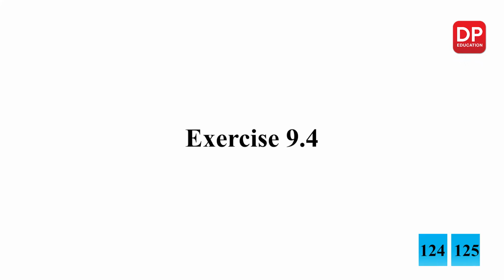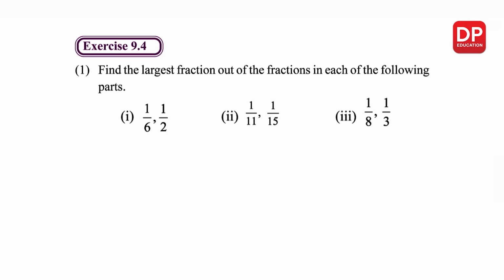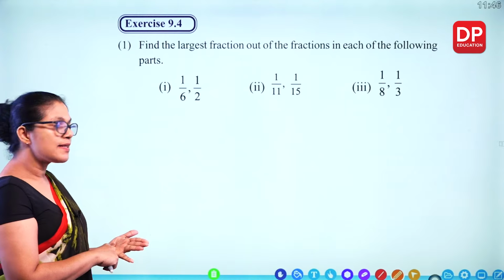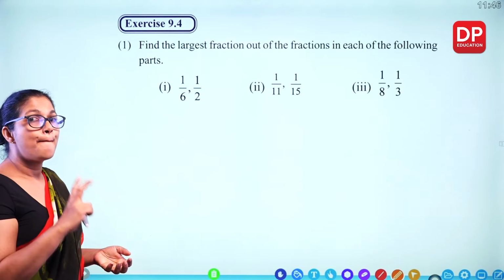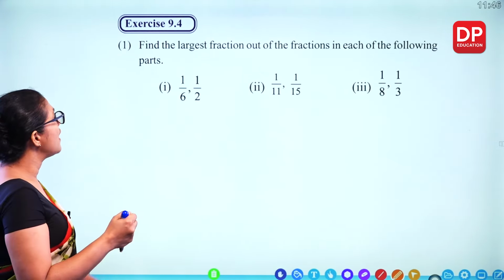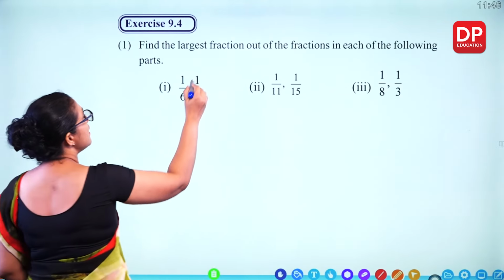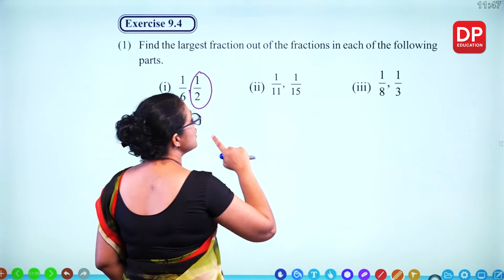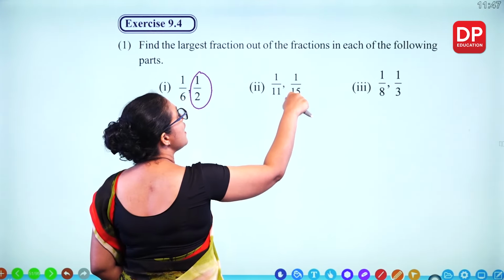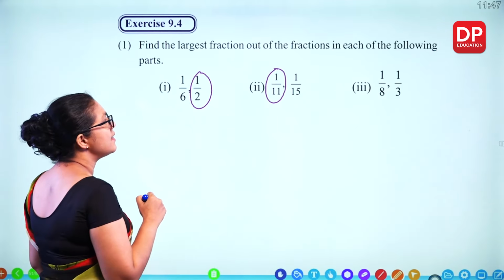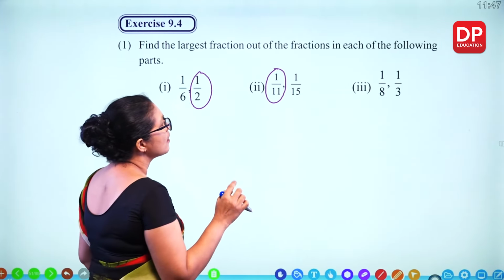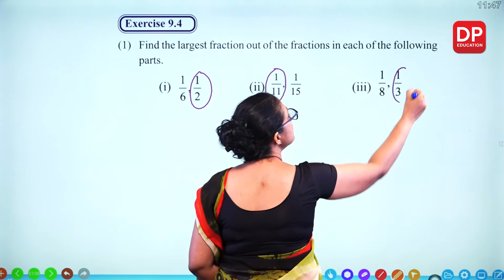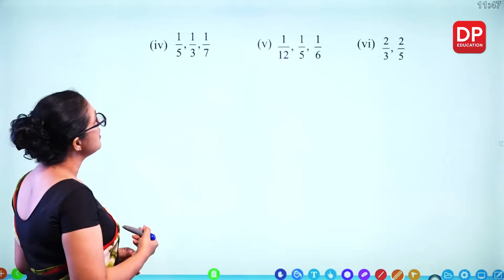Exercise 9.4. Find the largest fraction out of the fractions in each of the following parts. Numerators are the same, so you look at the denominator. Bigger denominator, smaller value. So we need to take the largest one. Half is larger. 11 and 14. The bigger the denominator, the smaller the value. So 1 over 11 is the larger one. 1 over 8 and 3. Bigger the denominator, the smaller the value. So this is bigger.